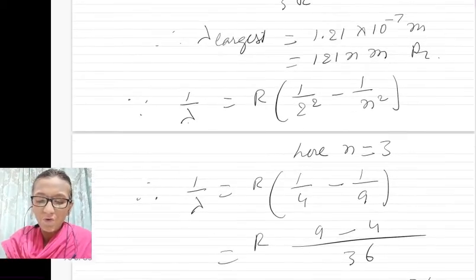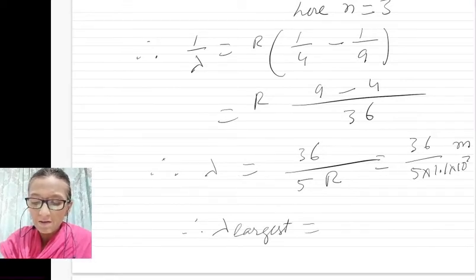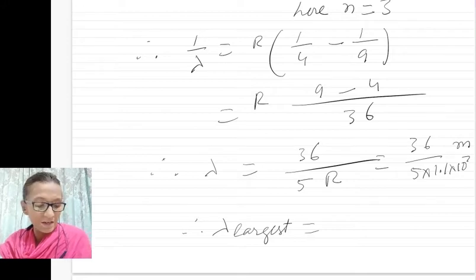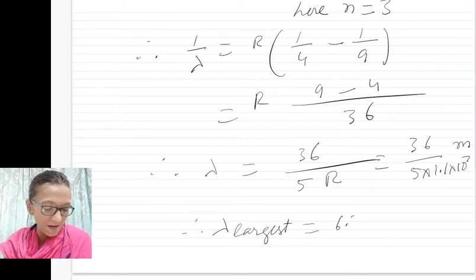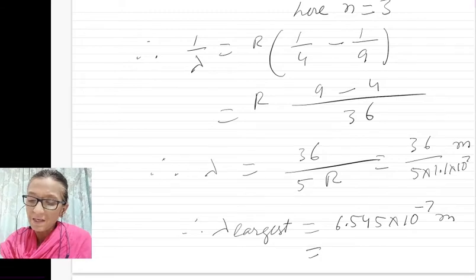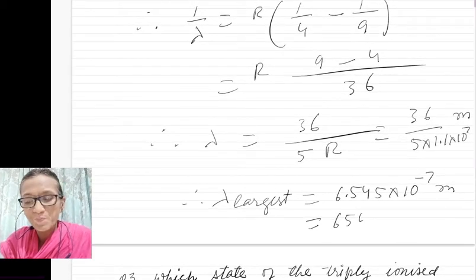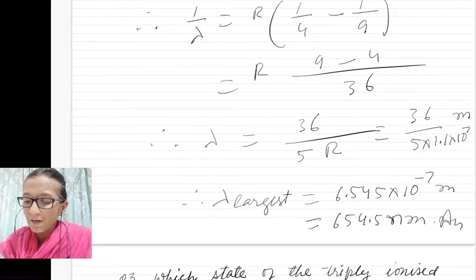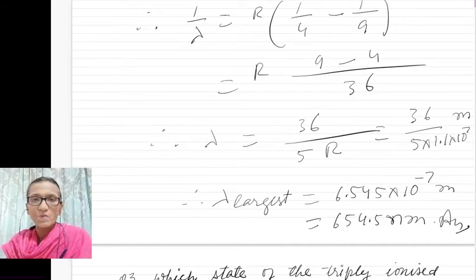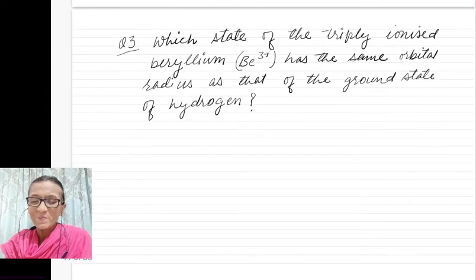So therefore this is your largest wavelength in Balmer series. I have already calculated this value. This is your 6.545 into 10 to the power minus 7 meter. And you can write this value in nanometer also, 654.5 nanometer. So this is your answer of question number 2. So let us come to question number 3.